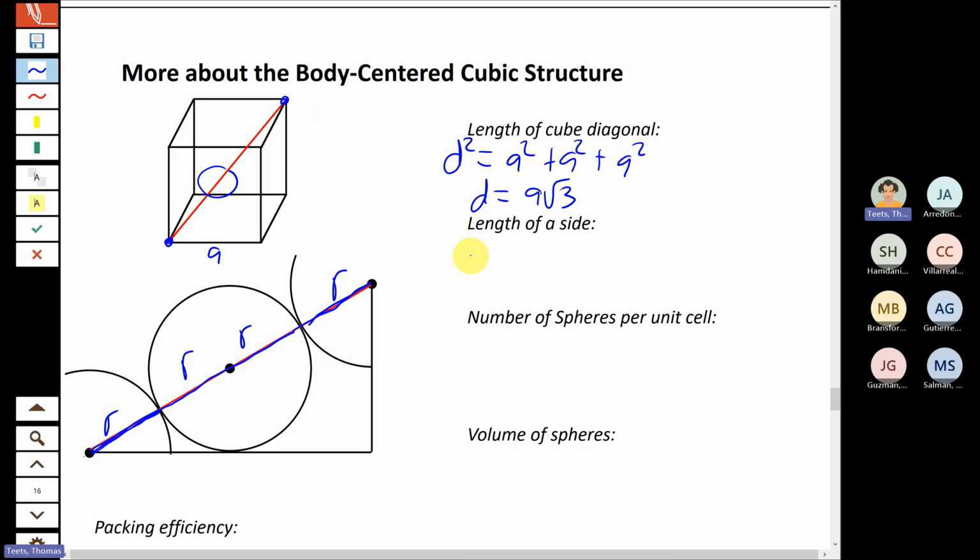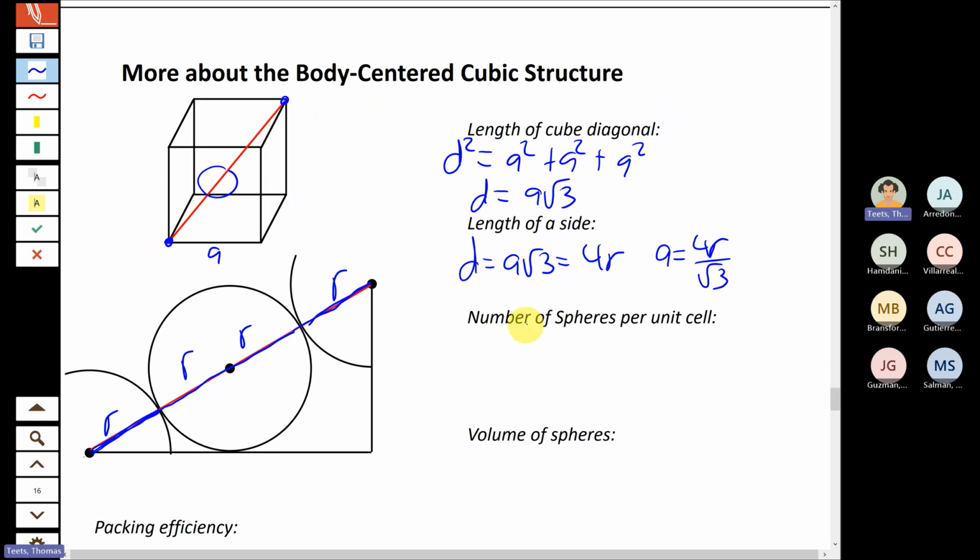So what that means is that the diagonal length is equal to a times the square root of 3 as determined above, and it's also equal to 4 times the radius, because as we go through that diagonal, we pass through 4 atomic radii. So if we solve for a in terms of the radius, it's going to be equal to 4r over square root of 3. So in a simple cubic structure, a was just 2 times the radius. In a body-centered cubic structure, there's a different relationship. a is equal to 4r over radical 3.